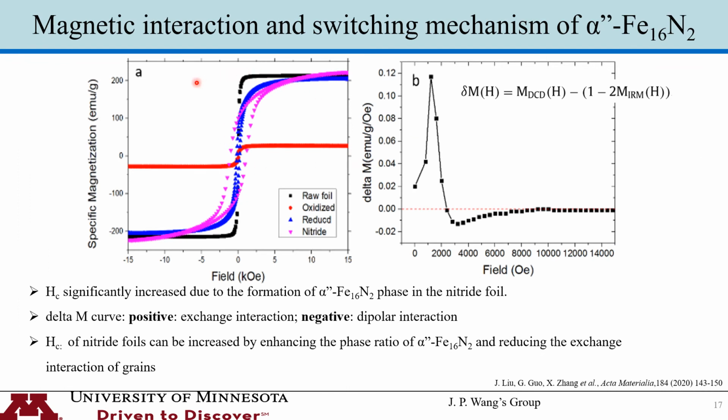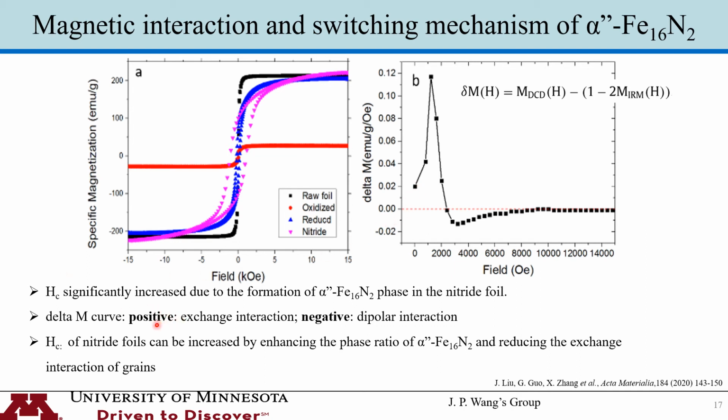From the hysteresis loops, we can see both saturation magnetization and the coercivity of the nitrided foils are enhanced due to the formation of alpha double prime Fe16N2. But the coercivity is relatively low compared to the nanoparticle samples. So we measured the delta M curve, which can help us understand which kind of magnetic interaction exists between the grains in the foil sample. As shown in this figure, for the positive value, the dominant is exchange interaction, and negative for dipolar interaction. We can see the exchange interaction is dominant in our sample.